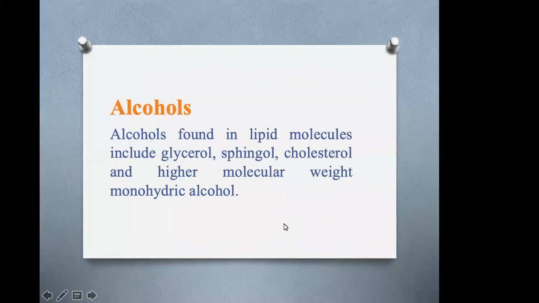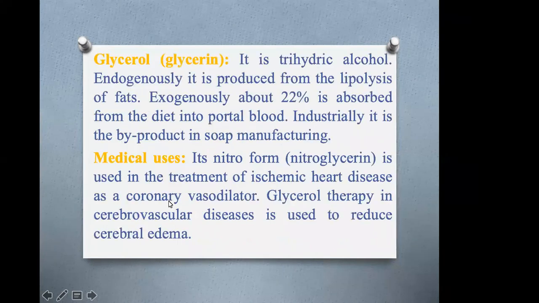Now, alcohol, which is a component of lipids. Alcohols found in lipid molecules include glycerol, sphingosine, cholesterol, and high molecular weight monohydric alcohols. Glycerol, as we already saw in the picture, is a three-carbon compound. Endogenously, it is produced from the lipolysis of fats. Exogenously, about 22% is absorbed from the diet into portal blood. Industrially, it is a byproduct of soap manufacturing.